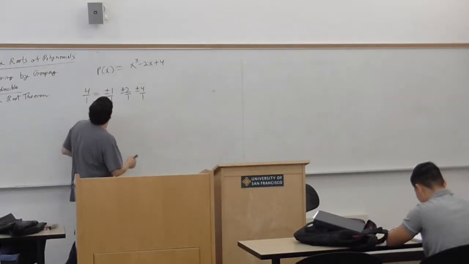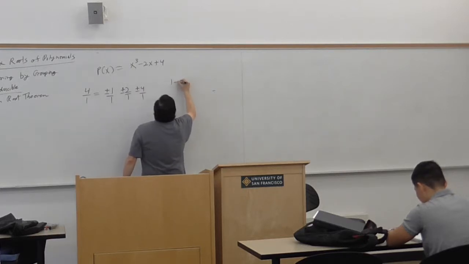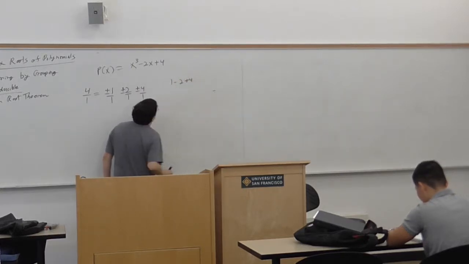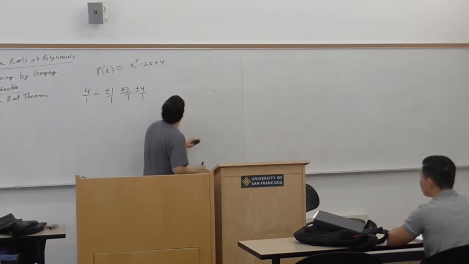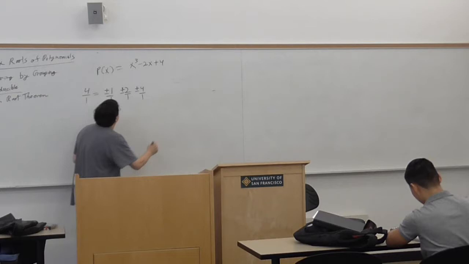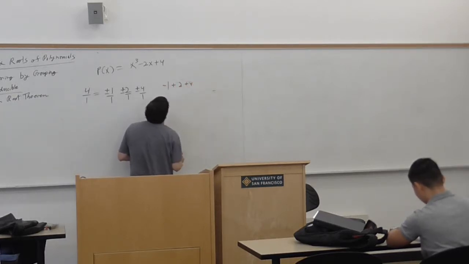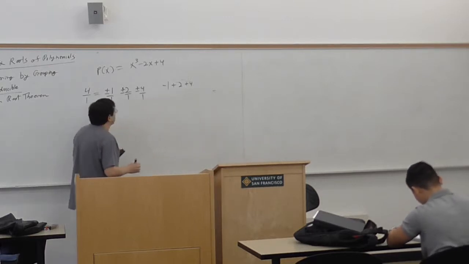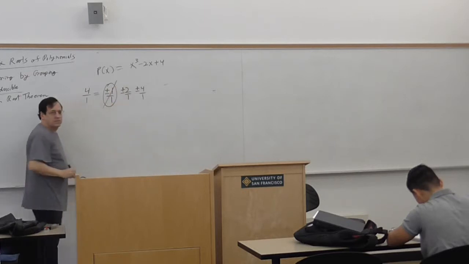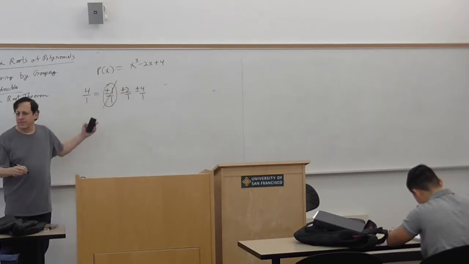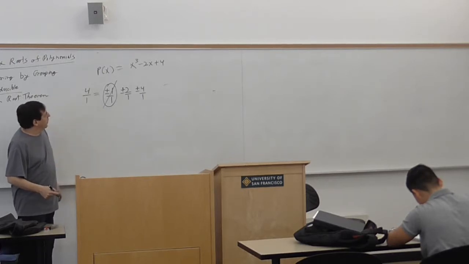So let's start easy. Let's try 1. So we got 1 minus 2 plus 4. That's 3. Try minus 1: minus 1 plus 2 plus 4 is 5. No, that's not equal to zero. They were possible, but they didn't work out.